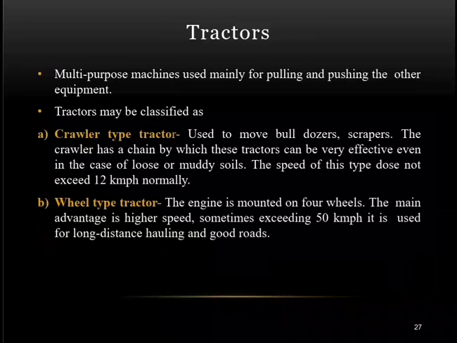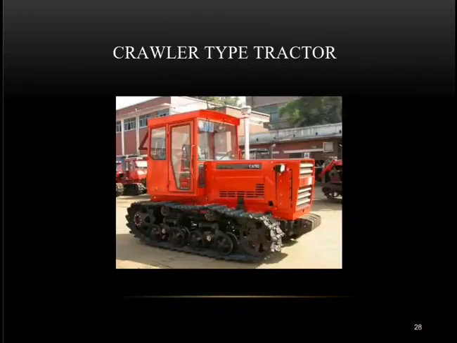In case of wheel type tractor, the engine is mounted on four wheels. The main advantage is higher speed, sometimes exceeding 50 km per hour, and it is used for long distance hauling and good roads. So here you can see traveler type tractor in the image.